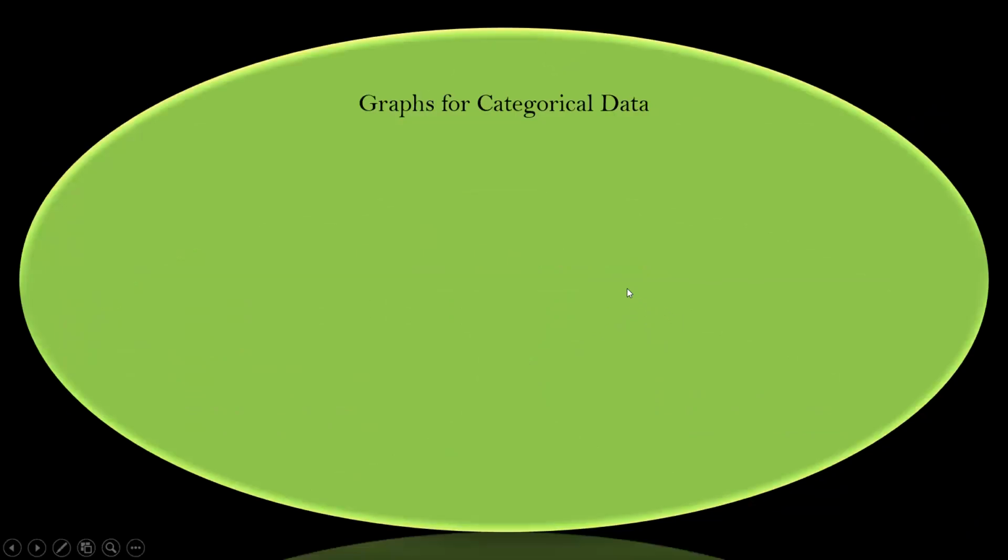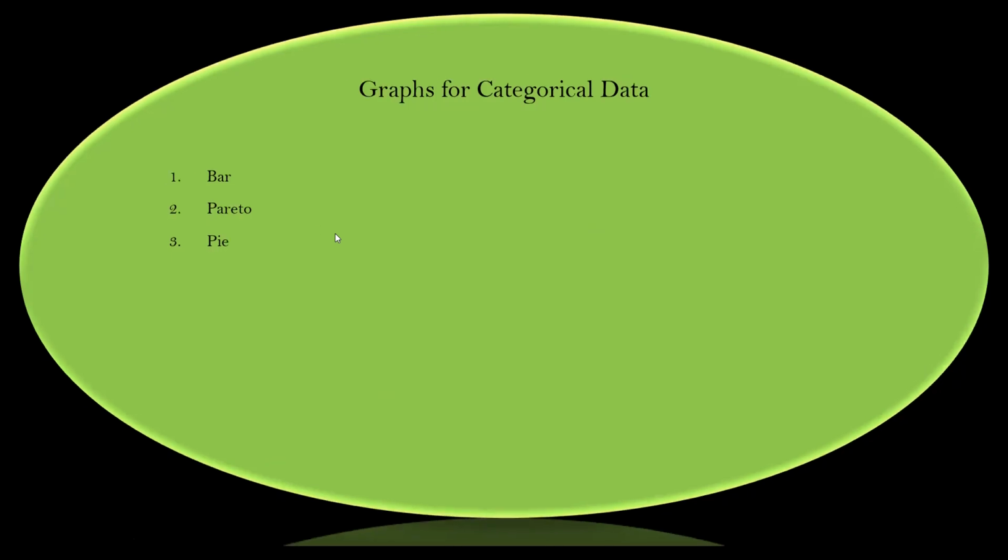So what are the most common graphs for categorical data? You have nominal or ordinal data. We've got the bar. We've got the Pareto. This is actually named after, I believe, an Italian mathematician, Alfredo Pareto. You may have heard of the 80-20 law. This is the same gentleman. And then a pie chart or pie graphs. These are the three most commonly used graphs, charts, if you have categorical data, nominal or ordinal.